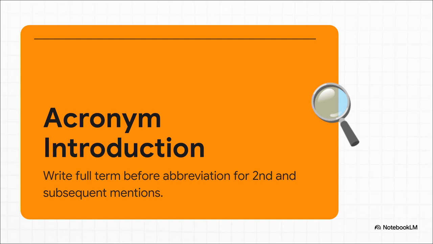For instance, you have to write out National Institute on Deafness and Other Communication Disorders in full, right there in the text, and then put NIDCD in brackets right next to it. Once you've paid that toll, you're free to just use the snappy acronym for the rest of the paper.